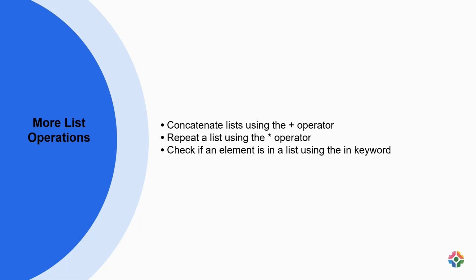To repeat a list, the star operator can be employed. For example, if we have list1 = [1, 2], and we want to repeat it twice, we can use list2 = list1 * 2, which will create a new list. list2 = [1, 2, 1, 2].